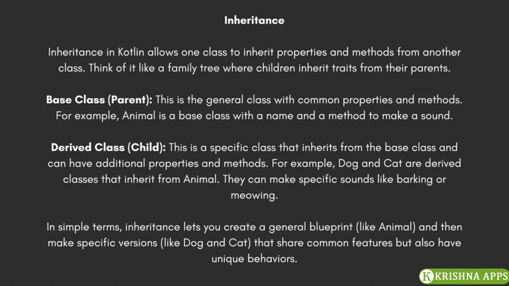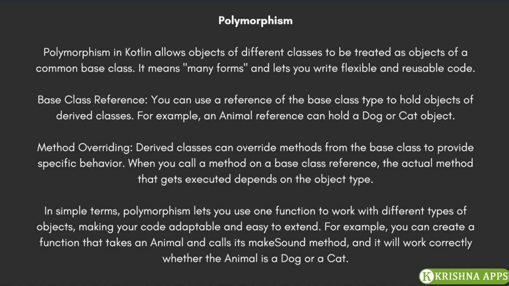In simple terms, inheritance lets you create a general blueprint, like animal, and then make specific versions, like dog and cat, that share common features but also have unique behaviors. And we're going to go over this in more detail in the code snippets later on. But next, let's go over polymorphism.